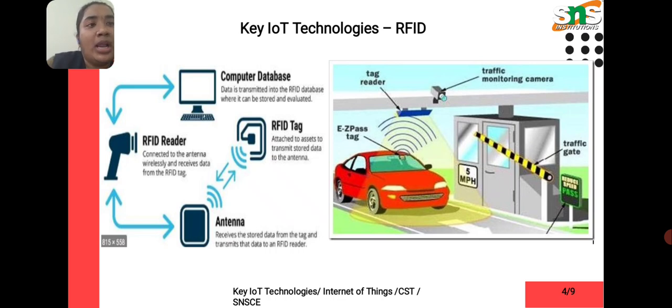For example, a traffic monitoring camera is used. Before the traffic gates are closed, the camera is monitoring everywhere. The tag reader is used to read the car's number plate or fast track. No one is needed. It can automatically deduct the amount through the reader. No human intervention is needed.